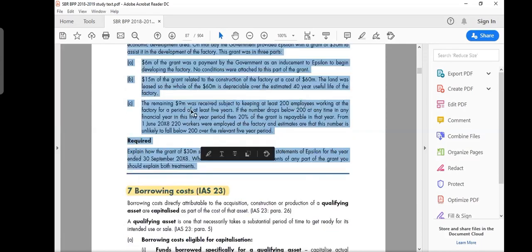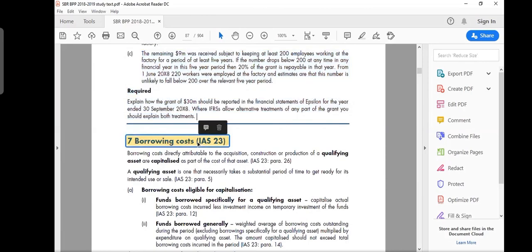Then we come to the topic called borrowing costs. This topic we have already covered, and your lecture is already uploaded there. You should watch that video. It has been explained quite comprehensively. Now we come to our next topic, which is IAS 19, employee benefits. This will start today.